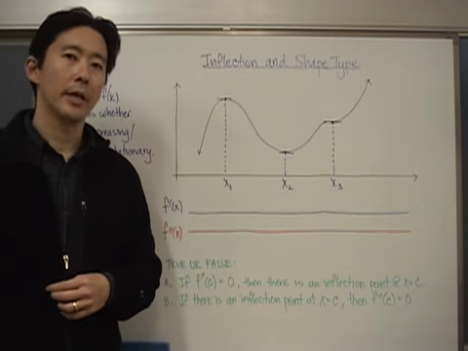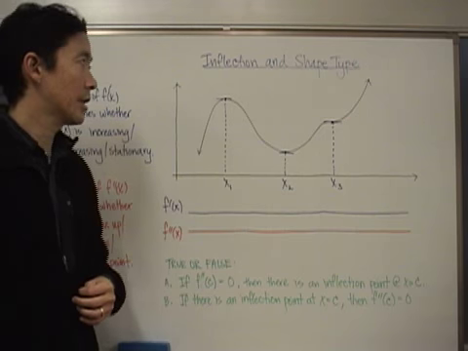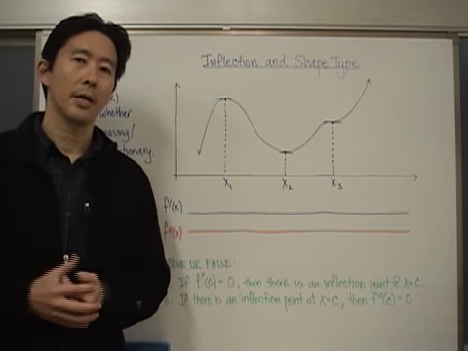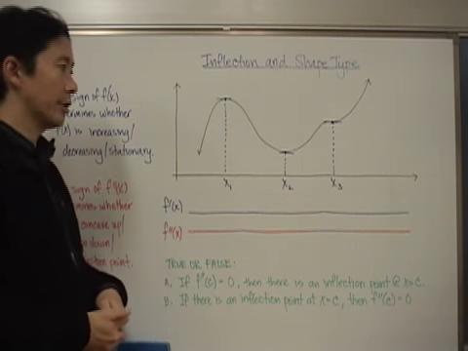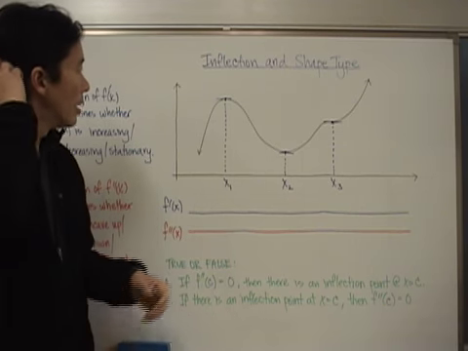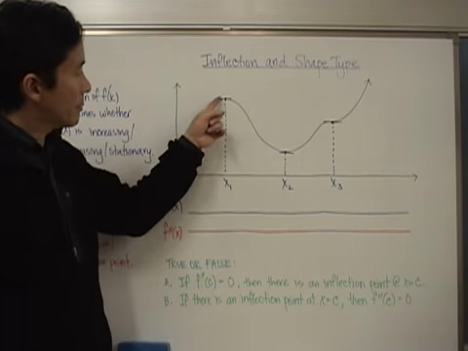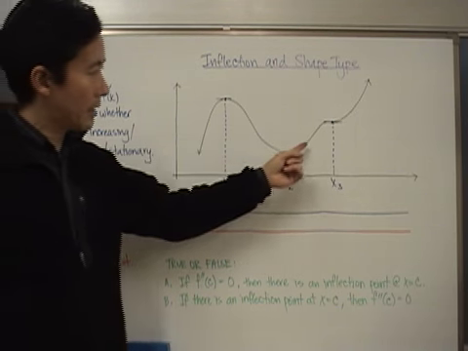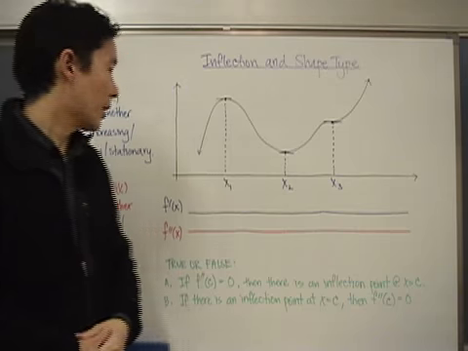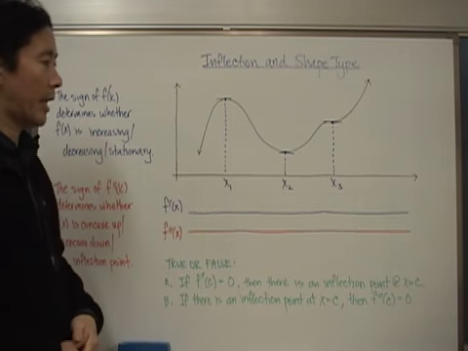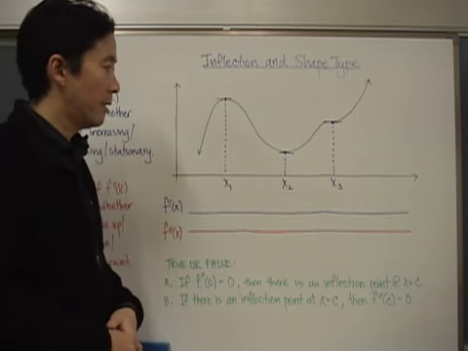Hello everyone, let's go ahead and talk about inflection and the shape type of the graph. So let's take a look at this particular function that we have drawn here. Notice that it starts up, goes up this way, comes back down, comes down here, comes up here, levels off, and then comes back up again.